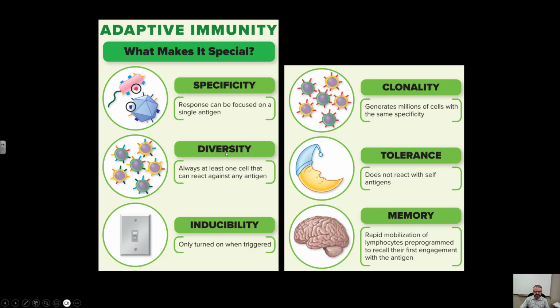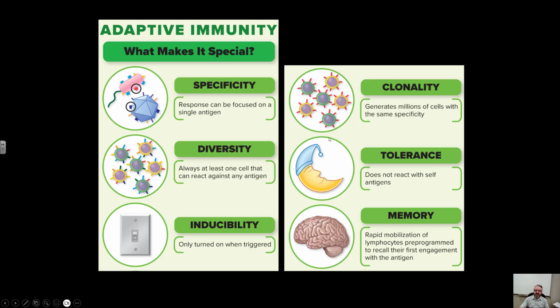Diversity is the idea that we have lots of different types of B and T cells that each respond to different parts. Each cell is triggered to respond to a very particular piece of a microbe rather than just the microbe as a whole. Inducibility is the idea that we have to turn this system on. By default, it'll be turned off, and we have to turn it on typically by engaging with the second line or innate immunity. Once again, that takes time, so there's a bit of a delay there.